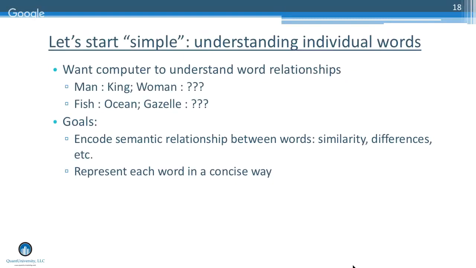You want to encode similarity between words, differences between words, and semantic relationships between words, and have a concise representation. So what that's going to let us do is solve these kinds of analogy problems. And if you can capture those kinds of relationships, then you understand language in a certainly deeper way than if you just have a random number for every word, right? So man to king, woman to what? Queen, right? That's trivial for us, but how do we get the computer to figure that out?